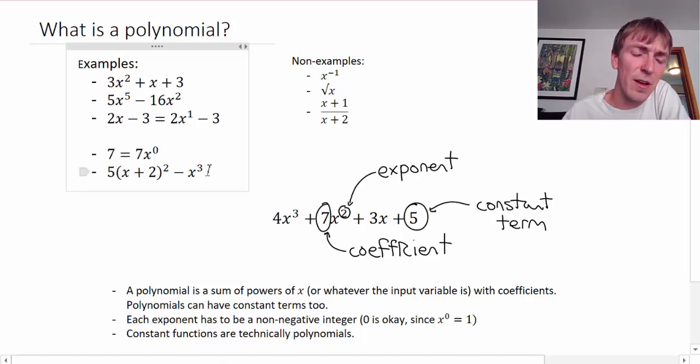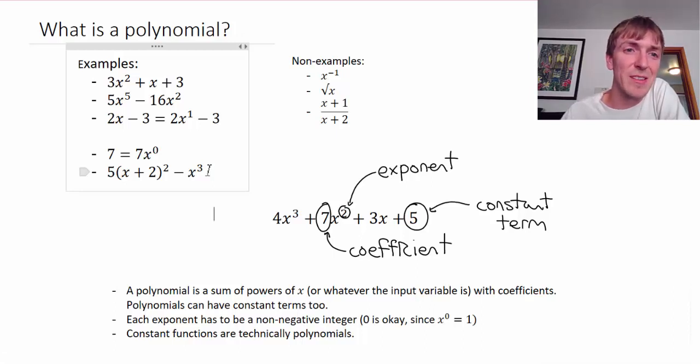And then this last one is not a weird polynomial on its own. It may look a little strange, but that's just because it's not simplified. So a polynomial that's not simplified still counts as a polynomial.